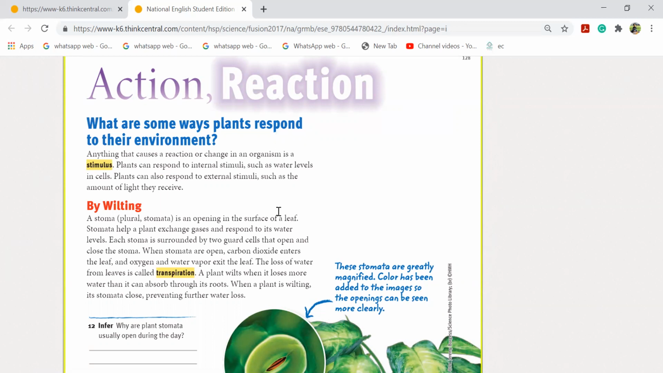Plants can respond to internal stimuli such as water level in cells. Plants can also respond to external stimuli such as the amount of light they receive.